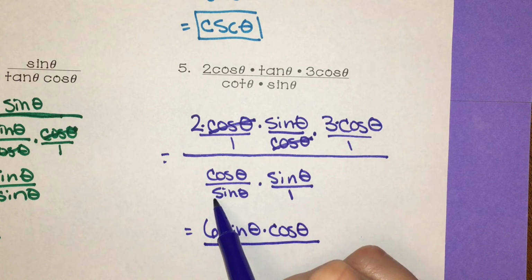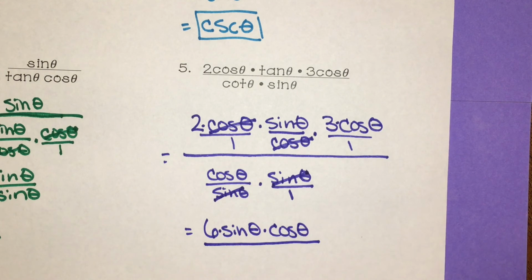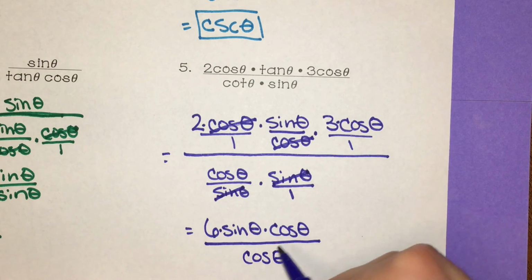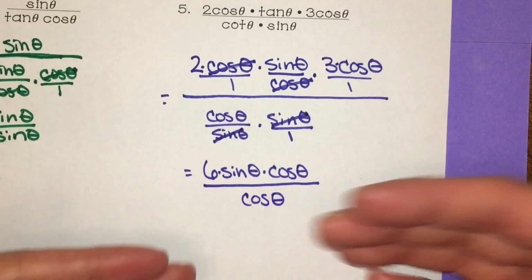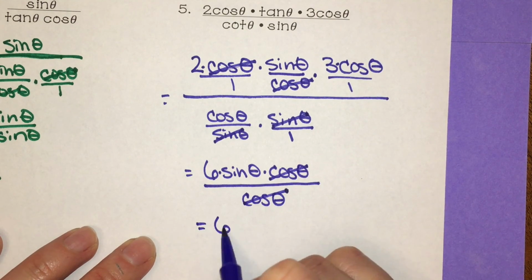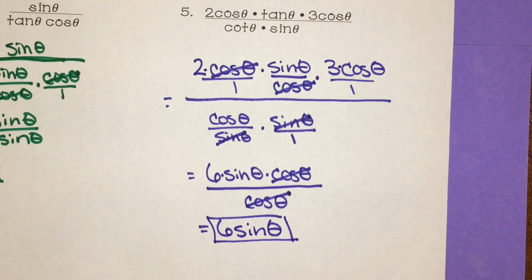On bottom, and if you want to put the multiplication sign, you can. All right, on bottom, sine divided by sine is 1, so I have cosine over 1, which is just cosine. And now I can reduce this final step. Cosine divided by cosine is 1, so I'm left with 6 sine theta. That is my answer.